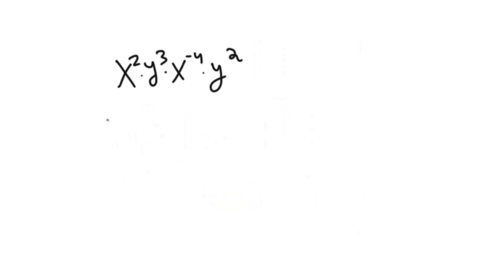Alright, so let's take a look at this example here. We have x squared times y cubed times x to the negative 4 power times y to the second. So what you want to do is find all the x's, because they have the same base here, and that would equal x to the negative 2. That's because we have a 2 here, and you add it with the negative 4, you'll end up with the negative 2.